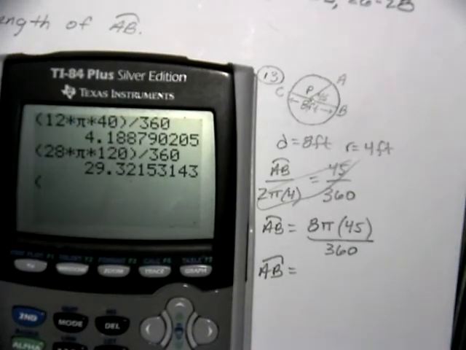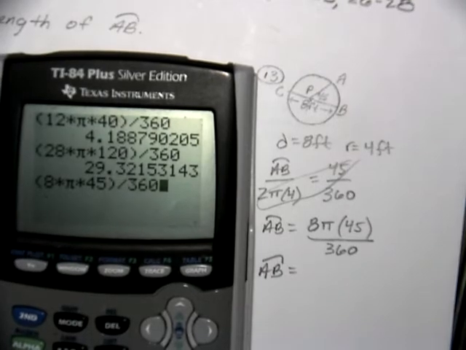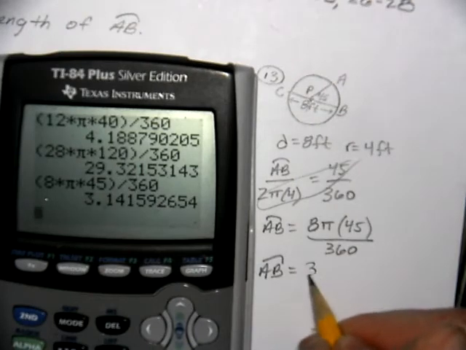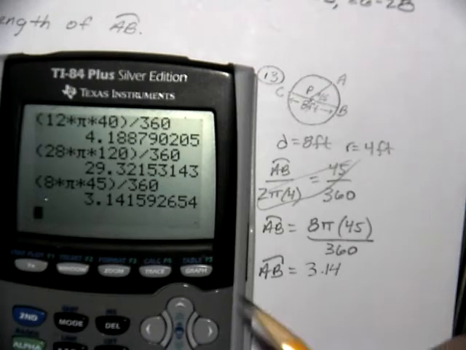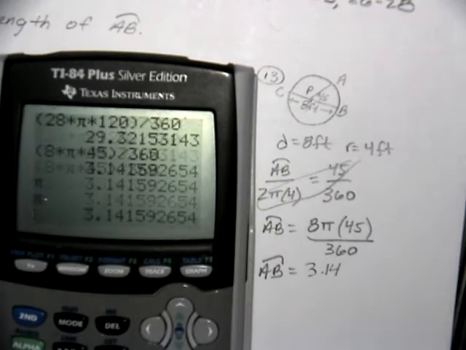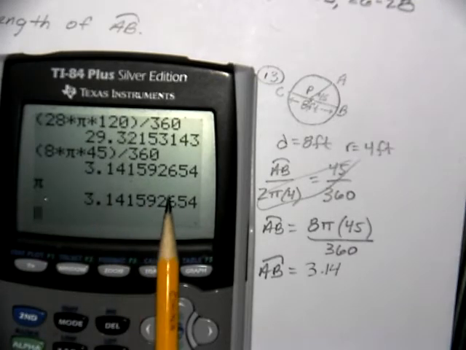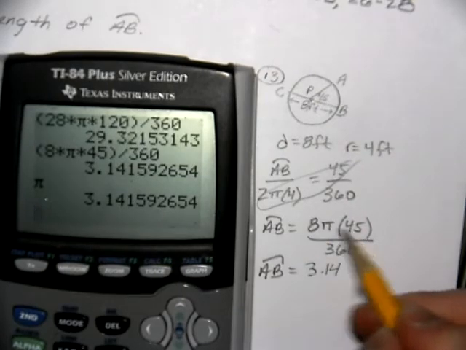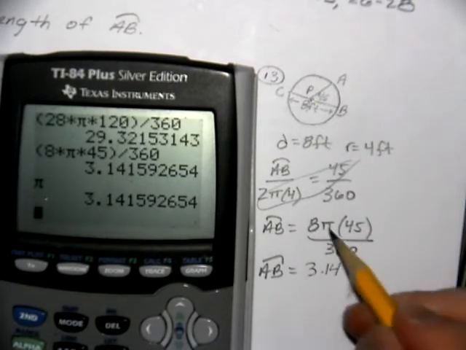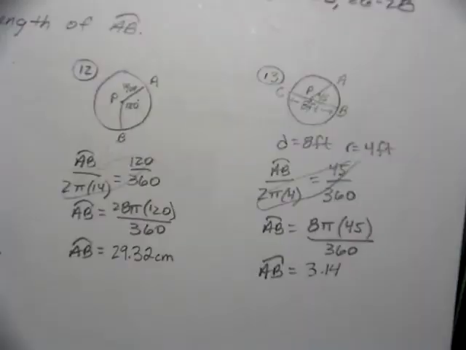So use parentheses for the numerator. 8 times pi times 45 divided by 360. 3.14, that's actually the number of pi. 3.141592654. So 8 times 45 must be 360, and that would cross out and leave you with pi. Just the way it worked out.